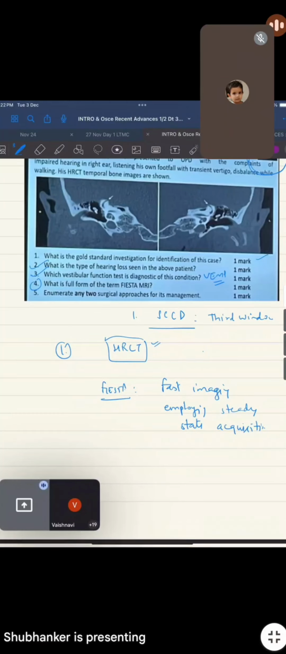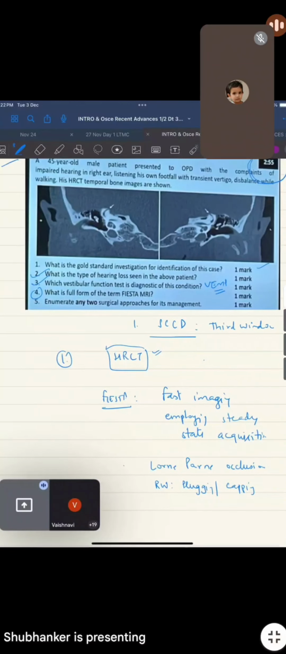Name any two surgical procedures for its management. The technique given in Scott Brown is Lorne. Whatever you want to pronounce, you can pronounce it, but the spelling should be the same. Occlusion, and apart from that there is round window plugging, which they have mentioned, as well as capping and resurfacing. Whatever you want, you can answer.